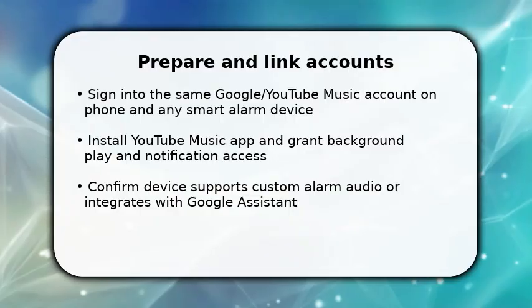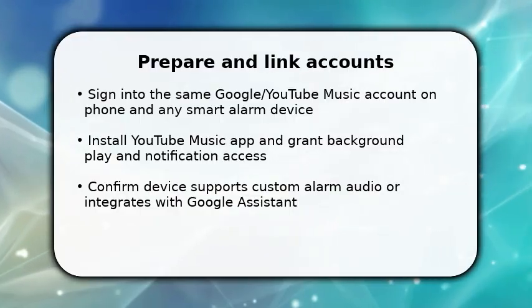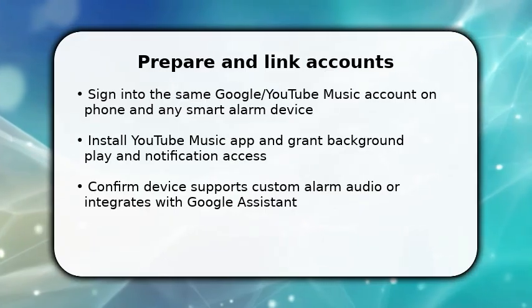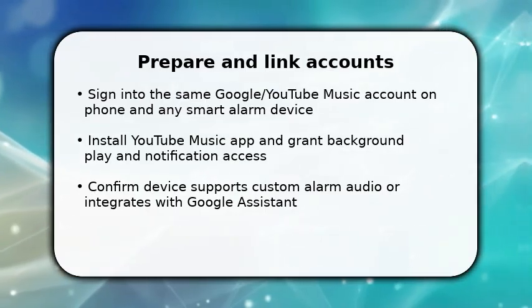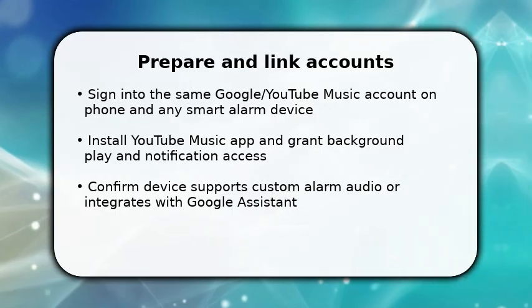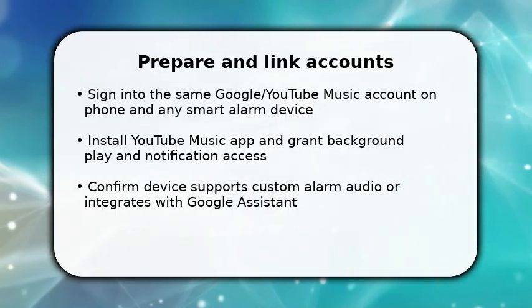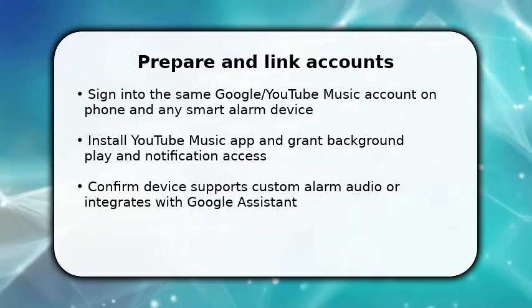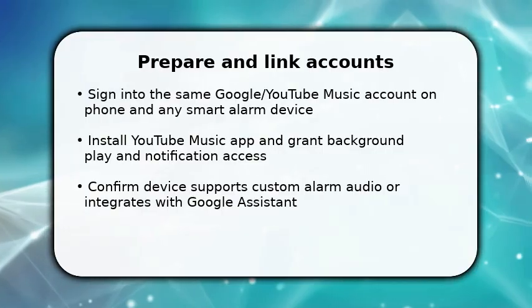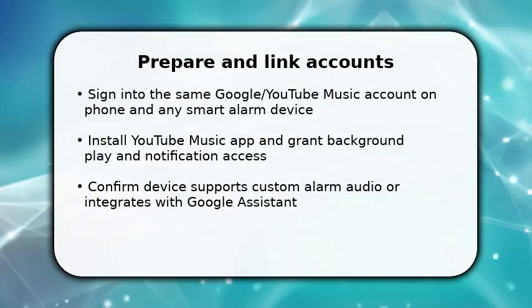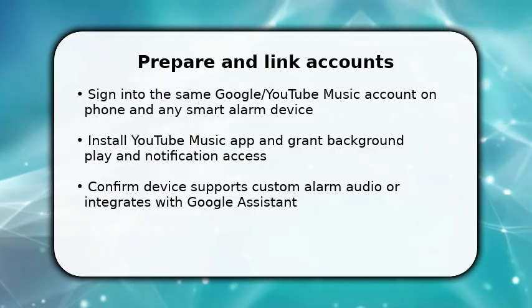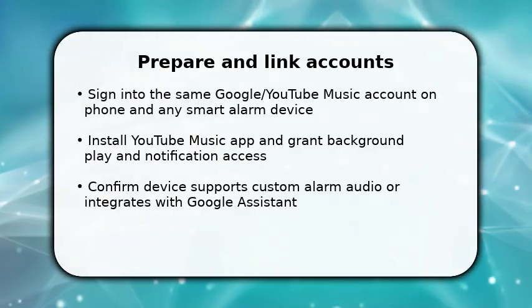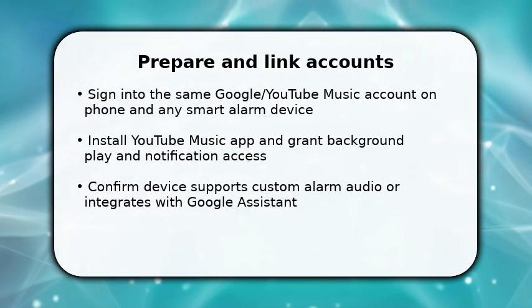Enjoy the video. You start by linking accounts and granting permissions so playback can run at wake time. Sign into YouTube Music and the device with the same Google account, then enable background play and notifications in the app settings. Once done, make sure the alarm-capable device supports third-party music or Google Assistant routines. This matters because native clock apps rarely let you pick YouTube Music directly.